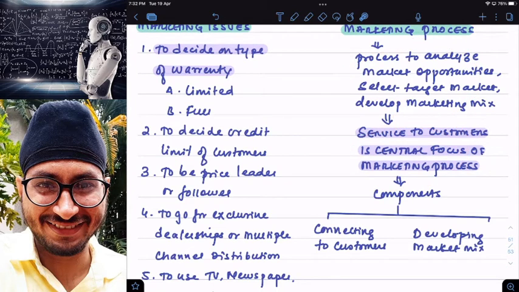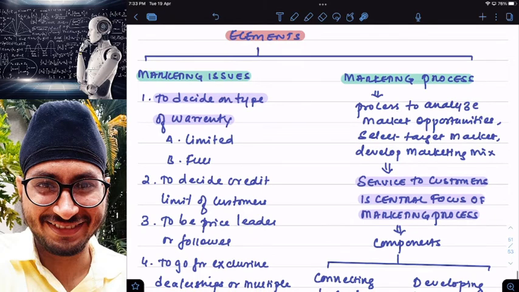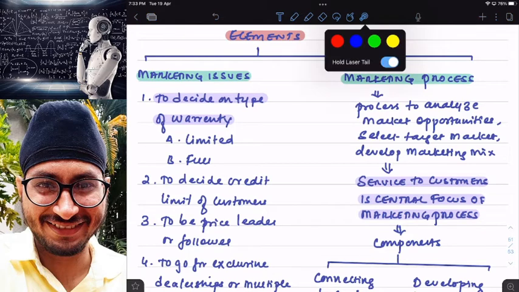So any doubts in this one? In the elements of marketing, simple concept. Marketing issues and marketing process put together are called what? Elements of marketing. Now let us discuss marketing mix. Clear? Let us discuss mix.